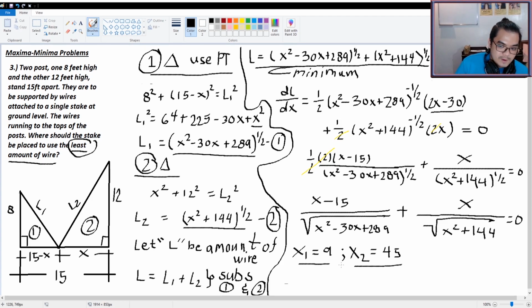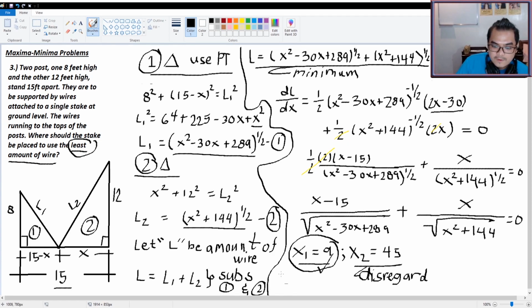Okay, so from that, of course, we cannot use 45 because, again, the two posts are only apart by 15 feet. Only 15 feet. So therefore, it's impossible to have 45. Therefore, this one is wrong. Okay, disregard 45. Therefore, your right answer is 9. Okay, that's your final answer.